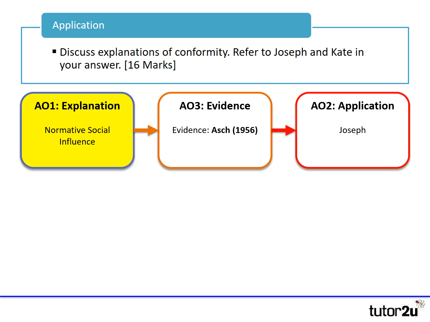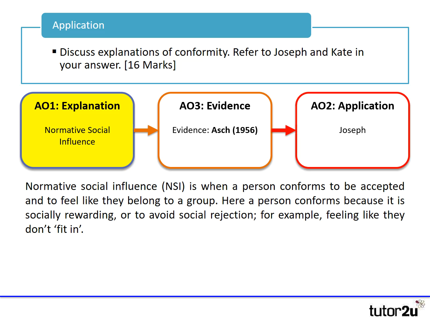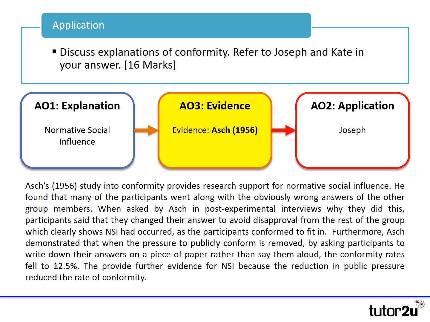Let's again just see what that looks like on screen. So the explanation stays the same. Normative social influence is when a person conforms to be accepted and feel like they belong to the group. They're doing it because it's socially rewarding to avoid rejection, for example, feeling like they don't fit in. You bring in your evidence, exactly the same as before. Okay, I'll just read you the first part, not the extra bit.